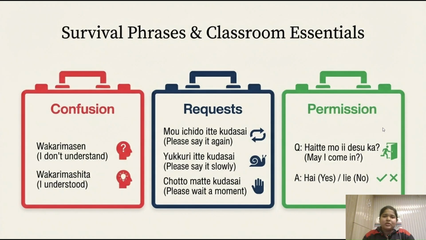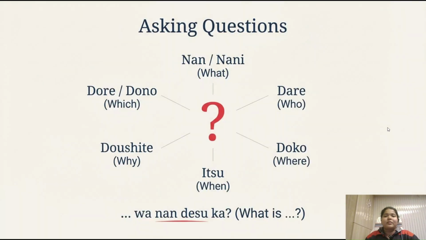If that person is not going to allow you, it's going to be iie. Okay? Now we come to the question part. All the time we have questions, right? We have a lot of queries, we have a lot of doubts. So what exactly are each of these questions known as? If you want to say what, it's going to be nan or nani.